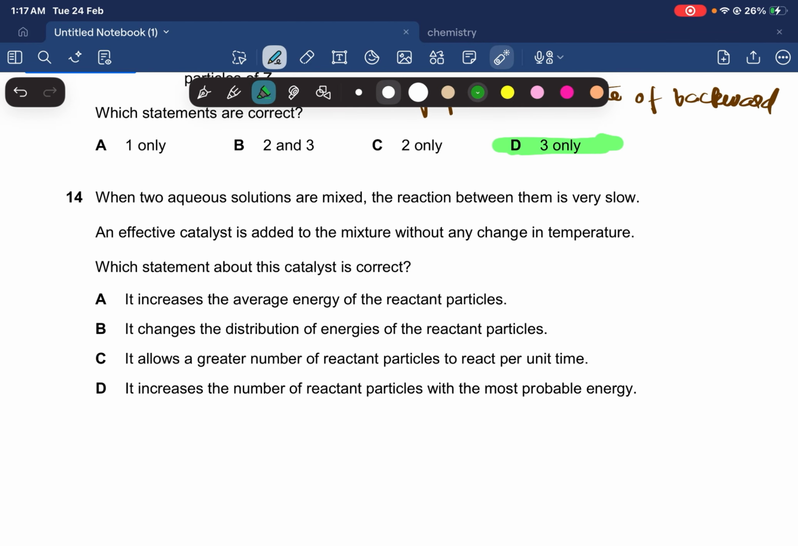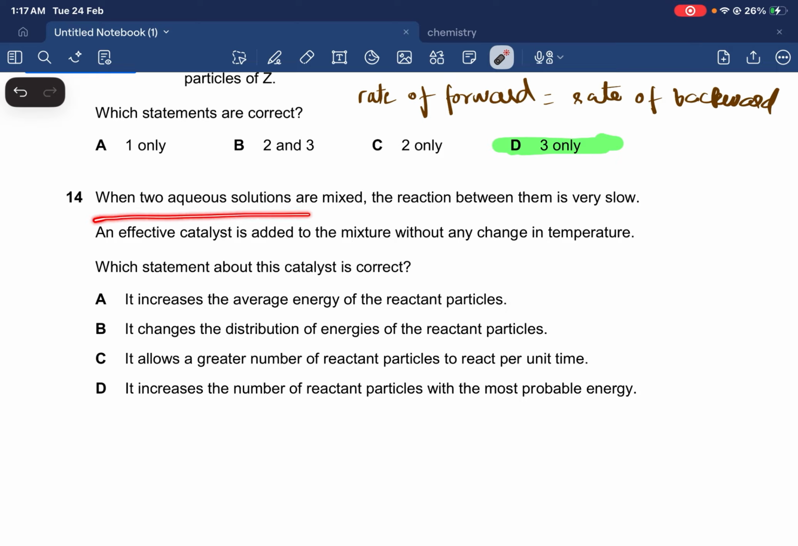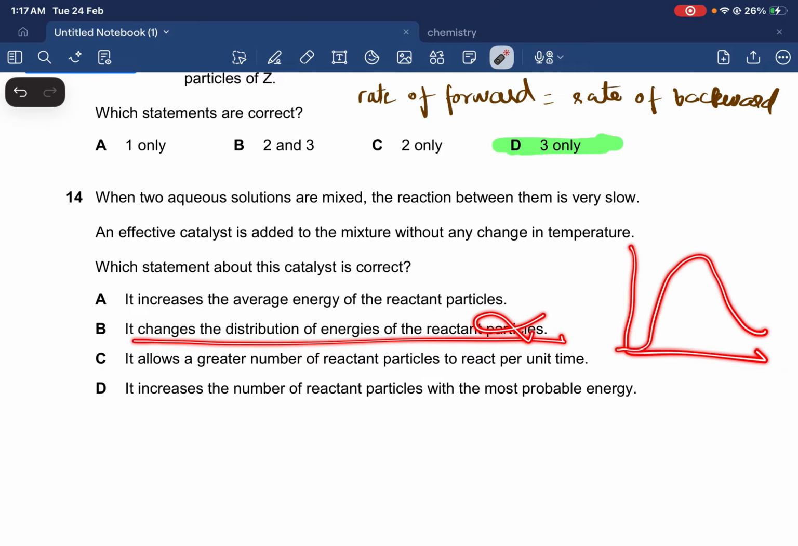Next question states that when two aqueous solutions are mixed, the reaction between them is very slow. An effective catalyst is added to the mixture without any change in temperature. Which statement about the catalyst is correct? It increases the average energy, decreases the activation energy. It changes the distribution of energies. No change to the Boltzmann curve. Just the activation energy moves backward.